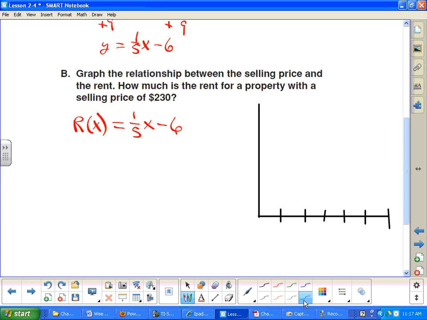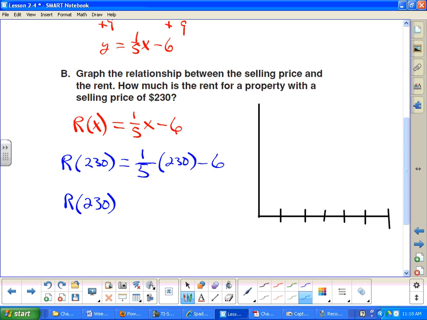So it's how much is the rent for a property with a selling price of $230? So what am I going to do with that $230? Where's it going? Okay, in for x. So r of 230 is equal to 1/5 times 230 minus 6. We're replacing the value of x with 230. So the amount of rent, if a selling price is $230, would be what? How much? $40. Okay.